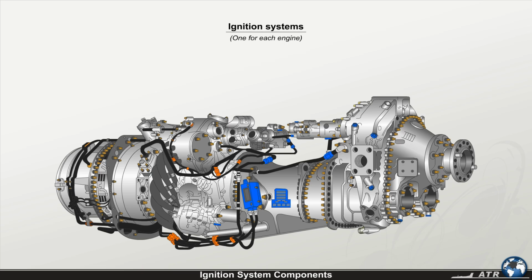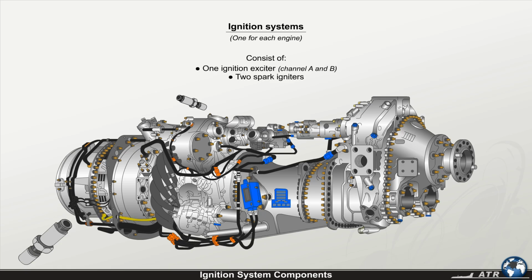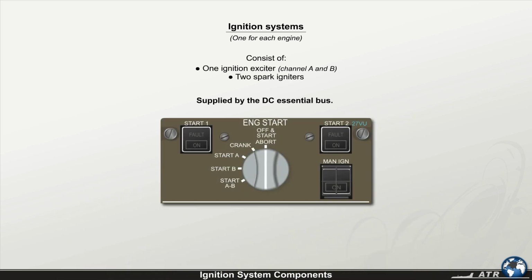The ignition systems, one for each engine, consist of one ignition exciter and 2 spark igniters joined by electrical cables. The ignition exciter of each engine is supplied by the DC essential bus and is controlled from the cockpit by the engine start rotary selector to provide ignition during the start cycle.